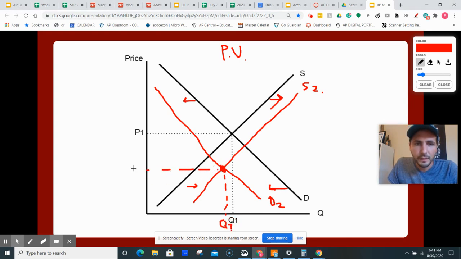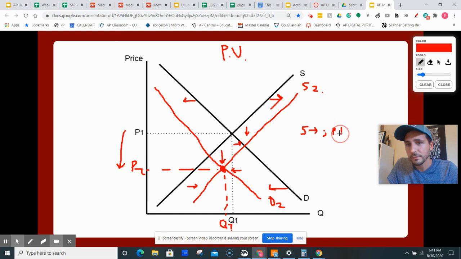My price is definitely going to be P2, and it definitely fell, because when supply shifts right, price fell. When demand shifted left, price fell again. However, quantity is what we call indeterminate. When supply shifted right, quantity went up. But when demand shifted left, quantity went down. So they're going in opposite directions. The easiest way to do this is simply go supply shifted right. What's that mean? Well, that means that price went down and quantity went up.